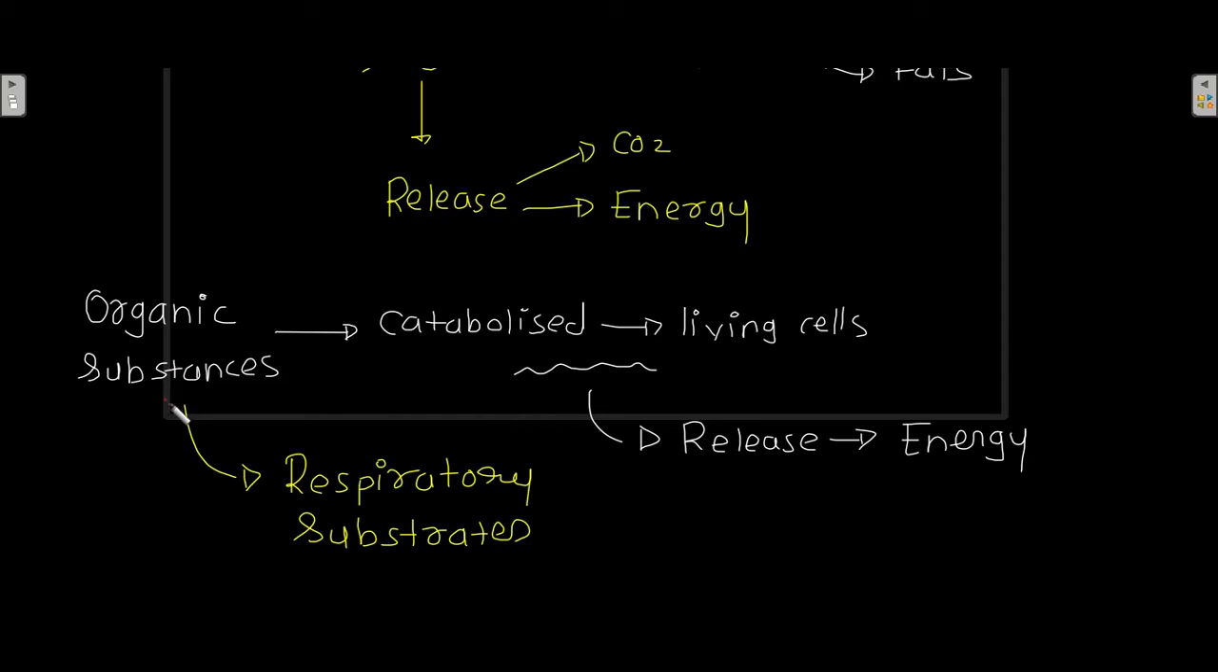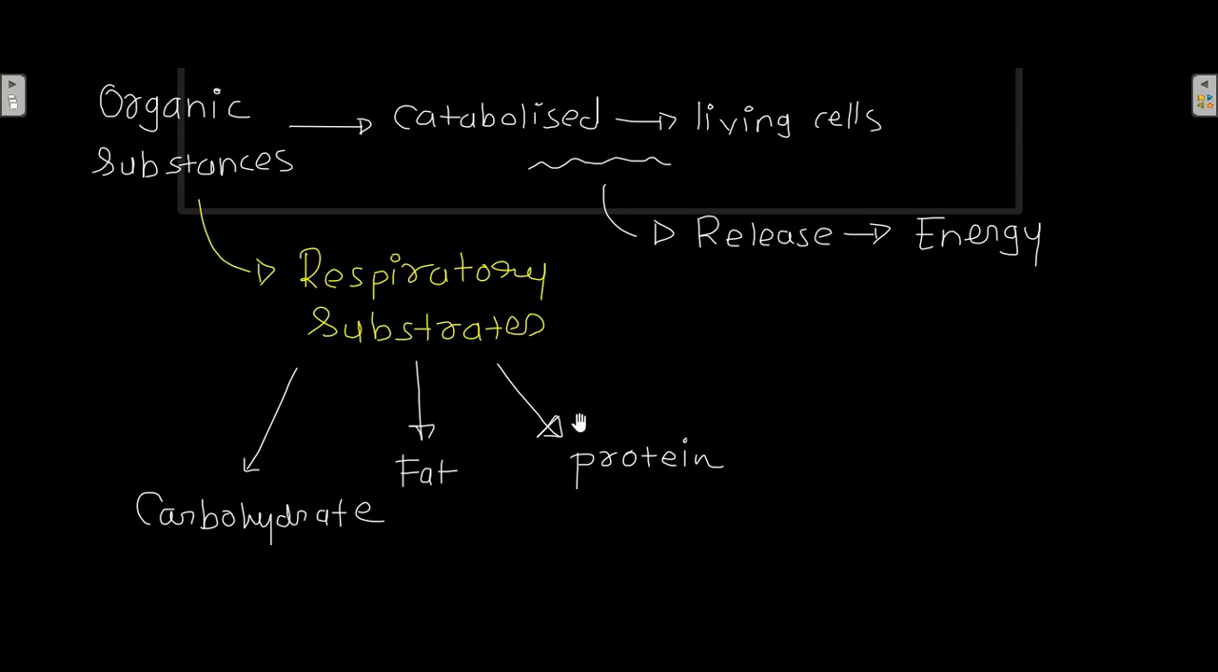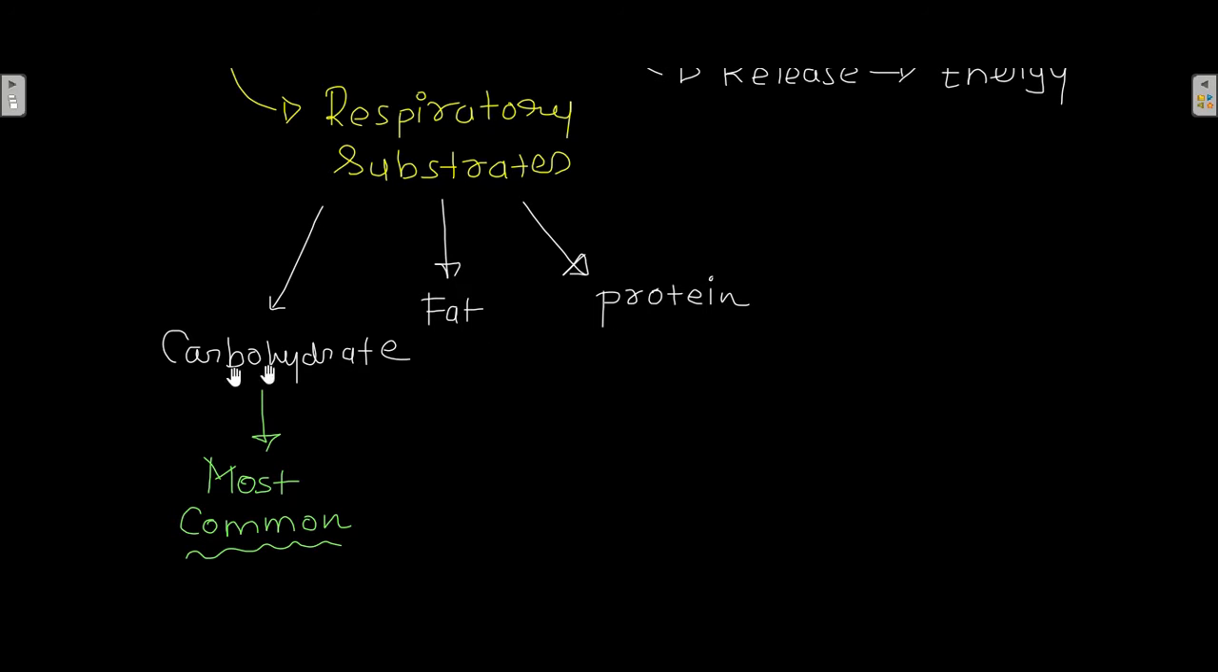Organic substances which are catabolized in living cells to release the energy are known as respiratory substrates. What are respiratory substrates? Well, they are organic substances, and these organic substances are catabolized in living cells, and when they are catabolized there is release of energy. Carbohydrate, fat and proteins act as the respiratory substrates. Out of these three, carbohydrate is the most common respiratory substrate.